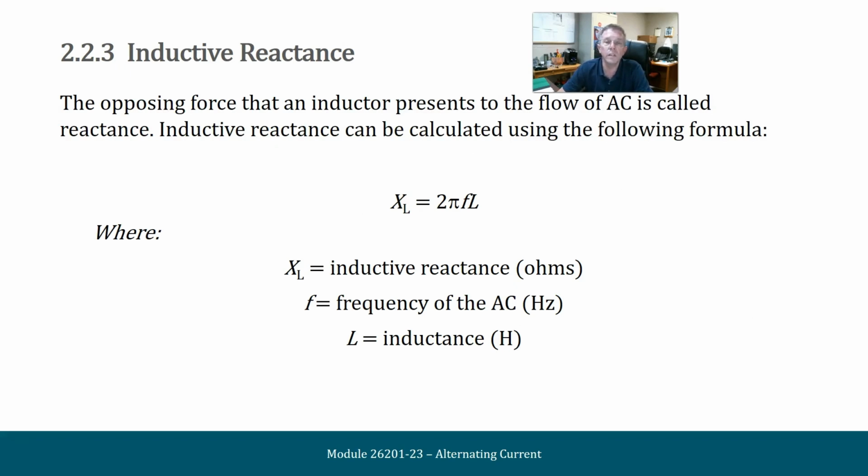The opposing force that an inductor presents to the flow of an AC is called reactance. Inductive reactance can be calculated using the following formula: XL equals 2 times pi times F times L, where XL represents inductive reactance, F is frequency, and L is inductance.